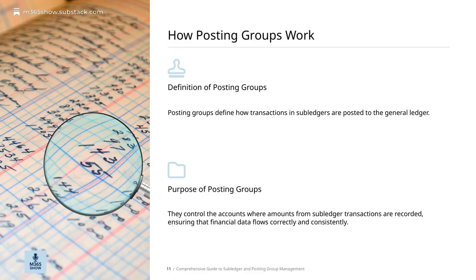Based on these, it automatically posts the transaction to the appropriate general ledger account. This automation not only saves time, but also enhances accuracy, allowing us to focus more on analyzing the data rather than managing it. Overall, understanding and managing posting groups is key to ensuring our financial data is accurate, consistent, and easily traceable through our accounting system.